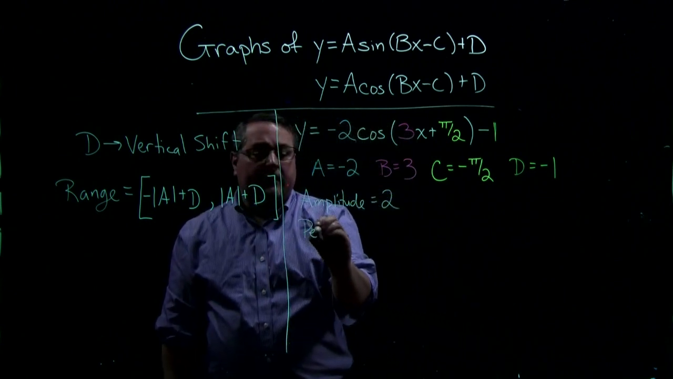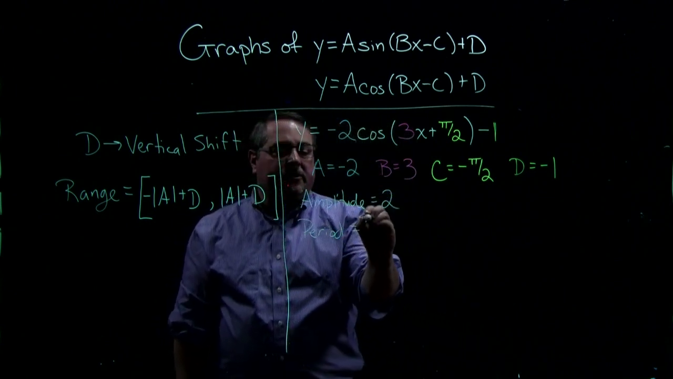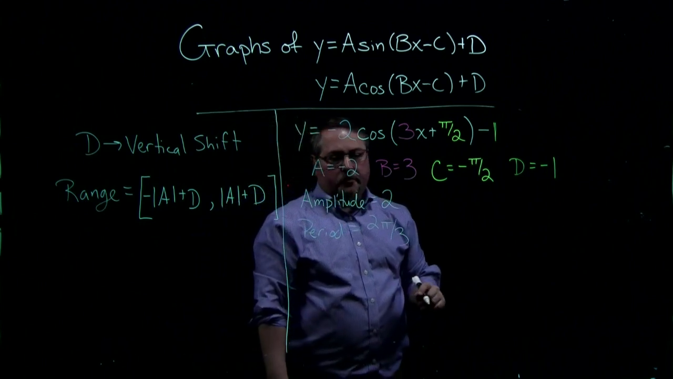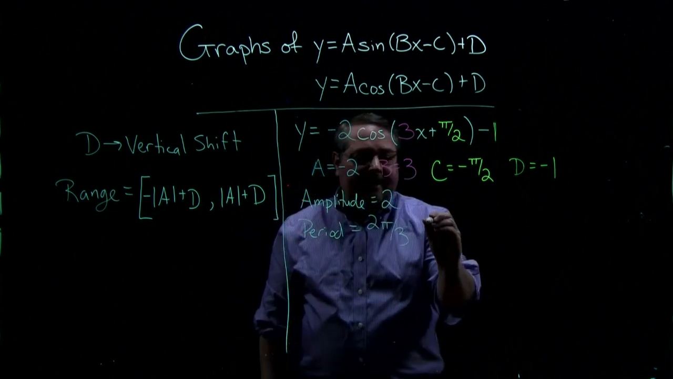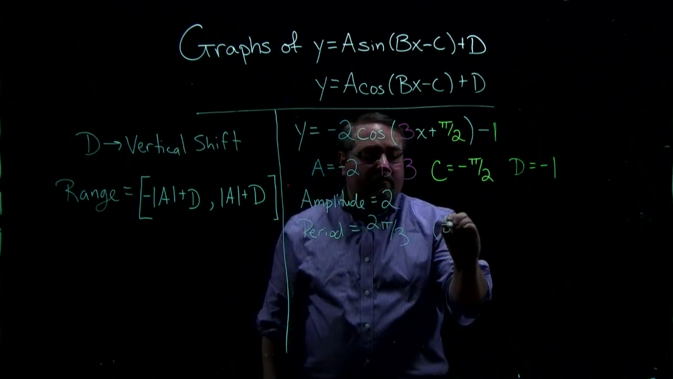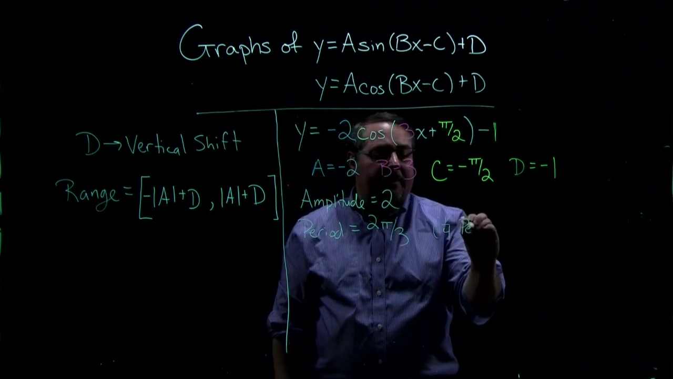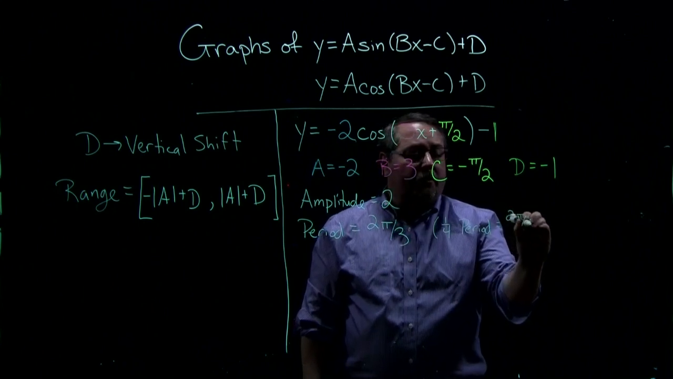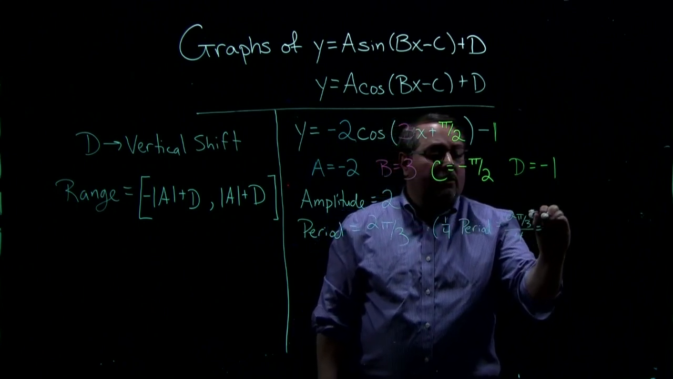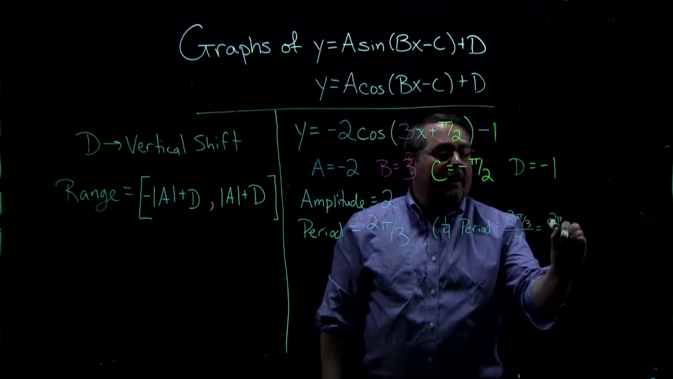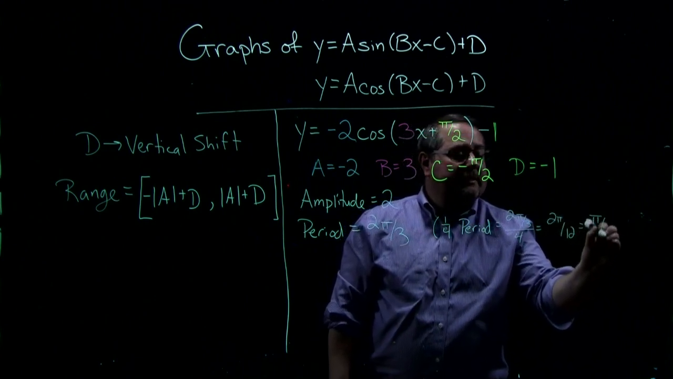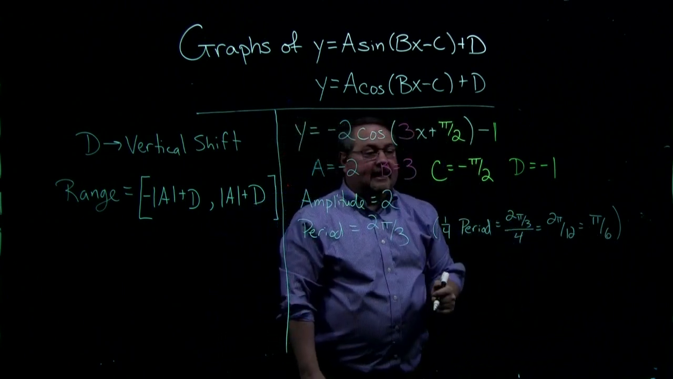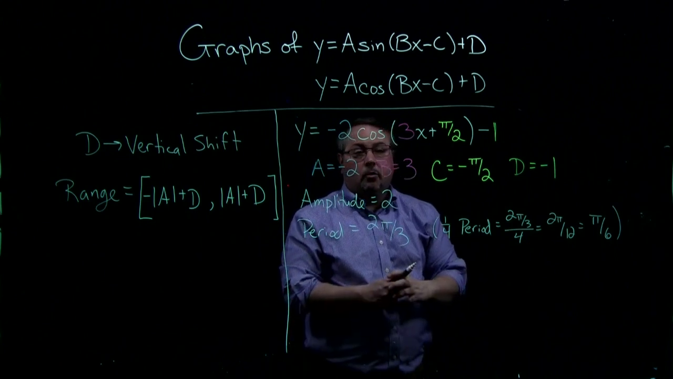Note that our period is going to be 2 pi over b, and so our period is going to be 2 pi over 3. And since we're going to need it, I may as well note that a quarter of our period is going to be 2 pi over 3 divided by 4, which is 2 pi over 12, which is pi over 6. Okay. So when we do our quarter points, we're just going to be progressing at intervals of pi over 6, which is 1/4 of our period.